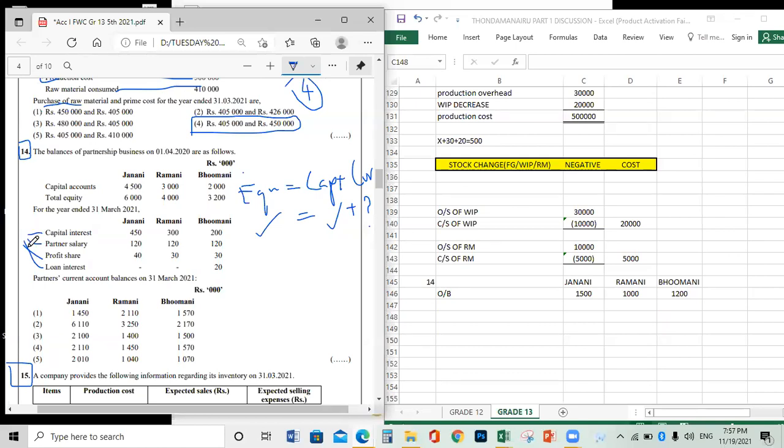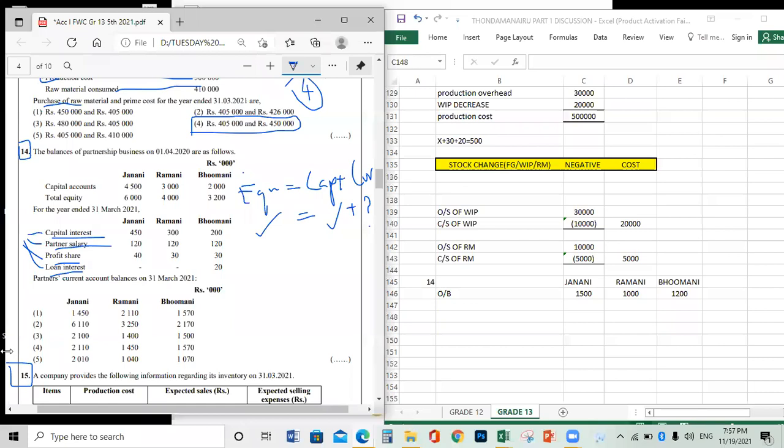A partner can contribute by contribution to the capital, by giving capital. So if he gives capital, he gets interest on capital. He can contribute by involving in the management. If he involves in the management, he gets a salary. If he takes risk, he gets a profit share. If he provides loan, he gets loan interest.